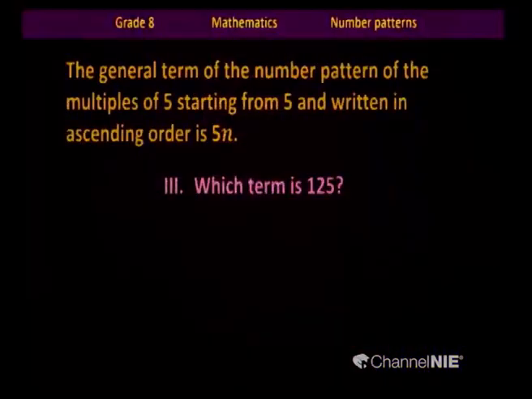Right. So, we will move on to the third part of the question now. Which term is 125? Right. As we have discussed previously, this time also they are not asking about the value of the 125th term. They are telling the value is 125. They want to know which term it is. Right. Therefore, once again the general term is 5n.